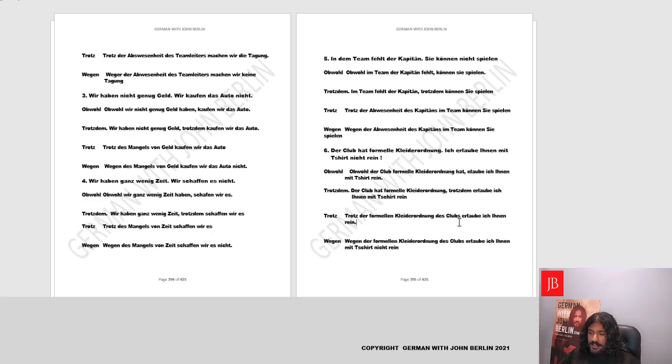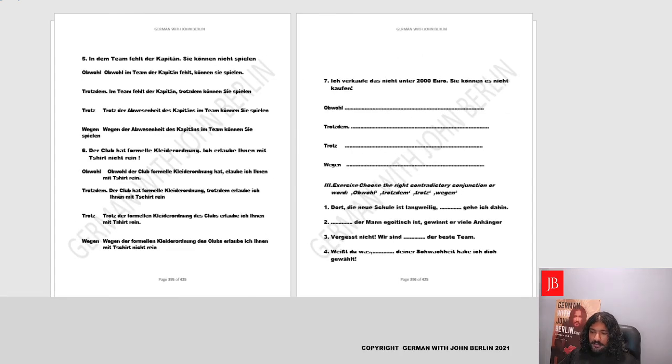Here I had forgotten to write T-Shirt. Des Clubs erlaube ich Ihnen mit T-Shirt nicht. Not nicht, it'll be rein. Contradictory, okay. So trotz der formellen Kleiderordnung des Clubs erlaube ich Ihnen mit T-Shirt rein. Wegen der formellen Kleiderordnung des Clubs erlaube ich Ihnen mit T-Shirt nicht rein. Yes, in spite of the formal dress code of the club, I allow you with the T-shirt in. Because of the formal dress code of the club, I do not allow you with the T-shirt in. Fantastic. Okay. Letzter Satz, last sentence.